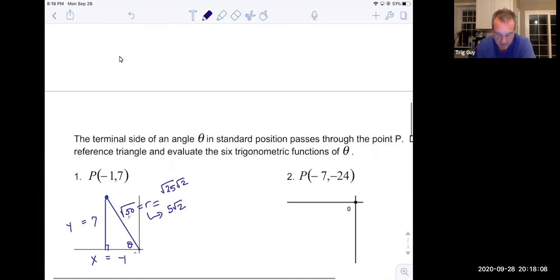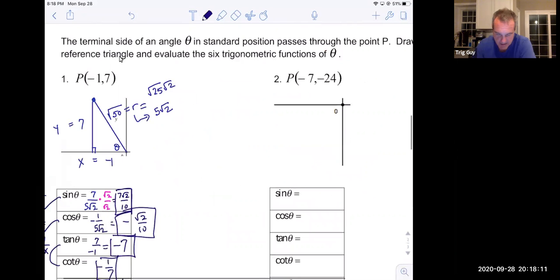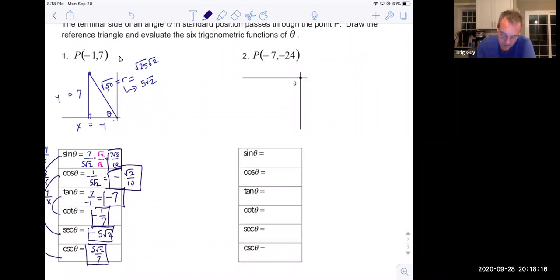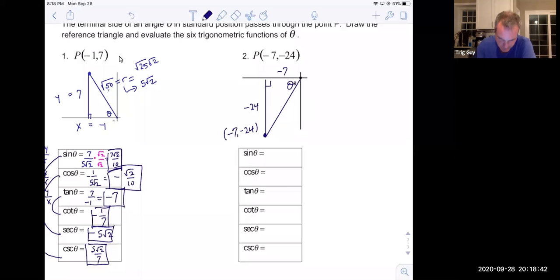And we worked all the way through problem 1. Now we got problem 2 here saying, hey, look at this. Suppose we have 7 to the left, 24 down, which won't be to scale, but I'll still graph that ordered pair, which is of course in the third quadrant. So if I drop a perpendicular, I get my reference triangle. We'll call this angle theta. 7 to the left is -7, 24 down is -24.